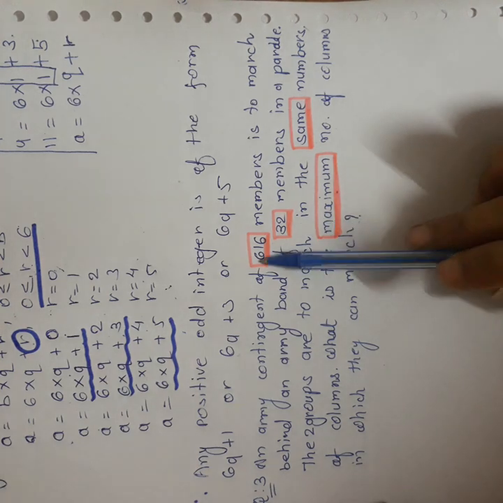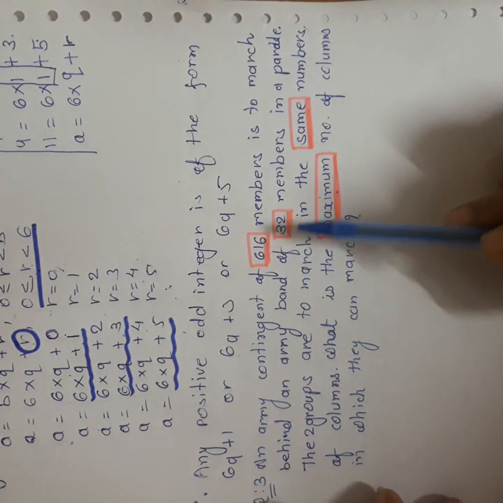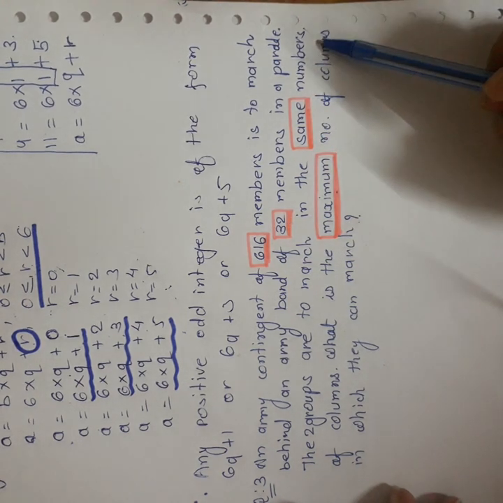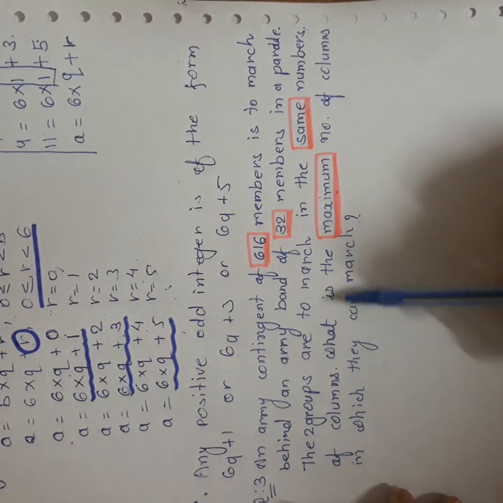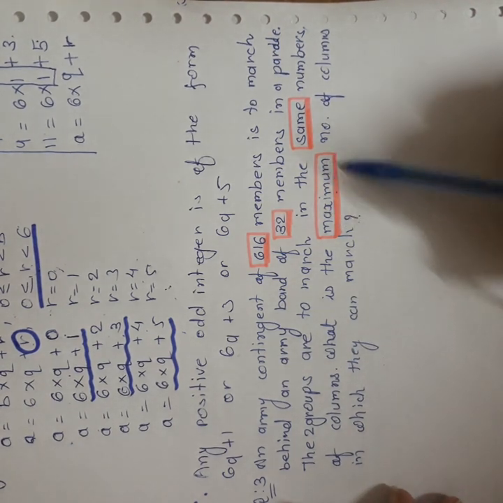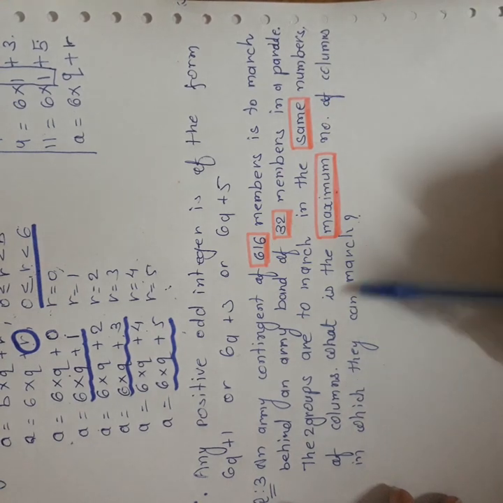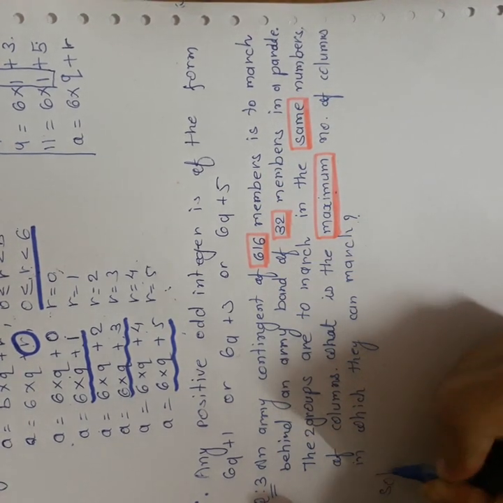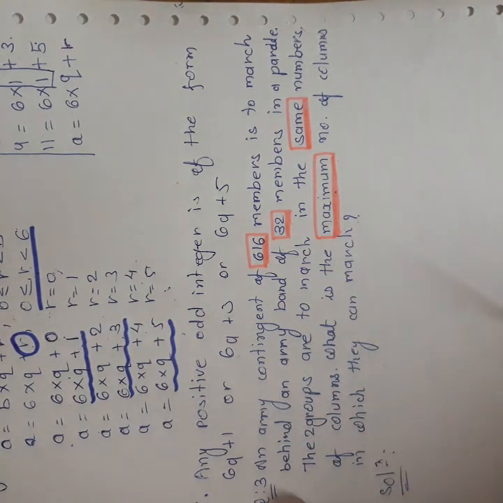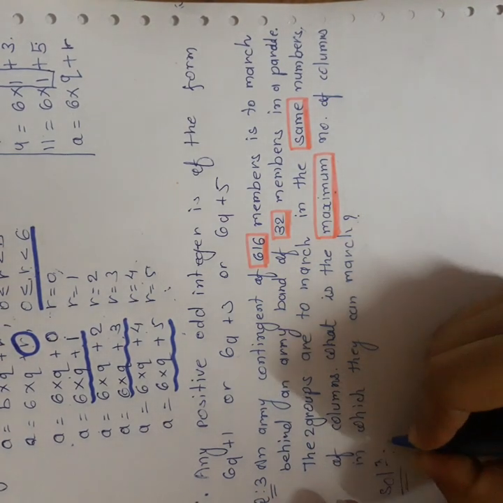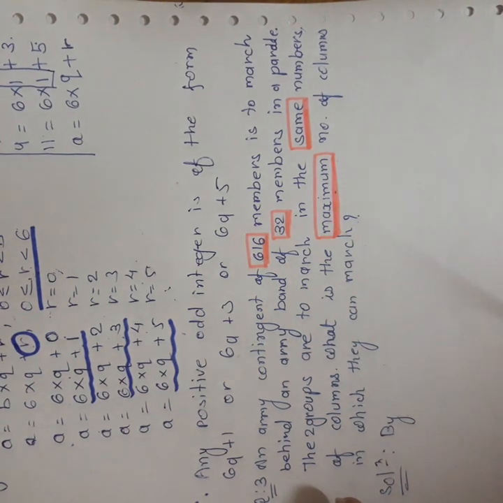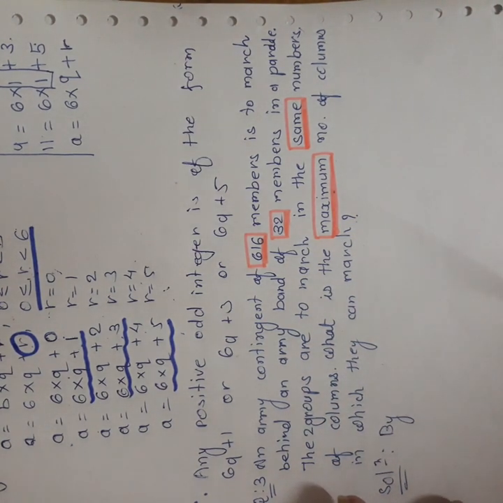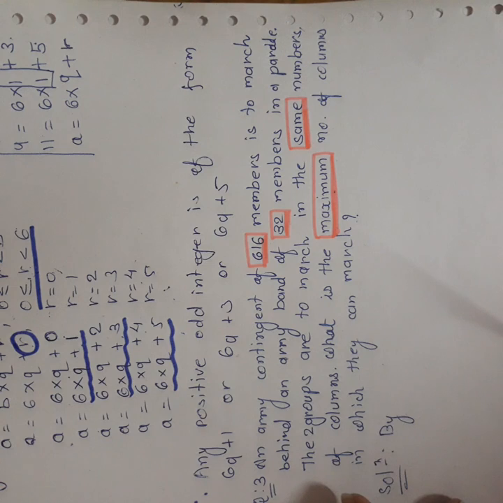Here 616 is the number of army members and 32 is the number of army band members. So the two groups are to march in the same number of columns. And what is the maximum? The maximum number of columns in which they can march. So that's why we apply the HCF of the two numbers. And we have a method for finding the HCF, which is nothing but the Euclid division lemma.